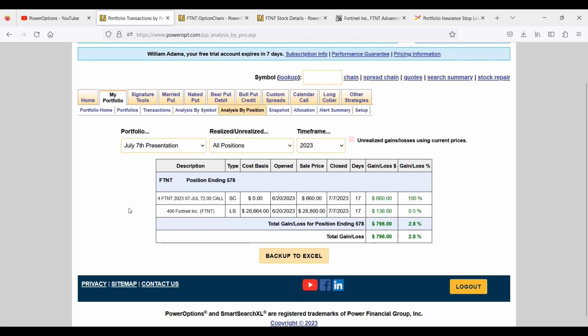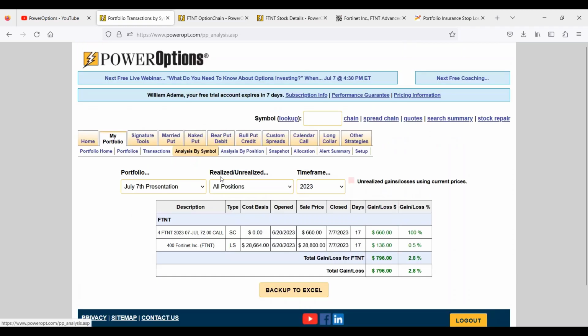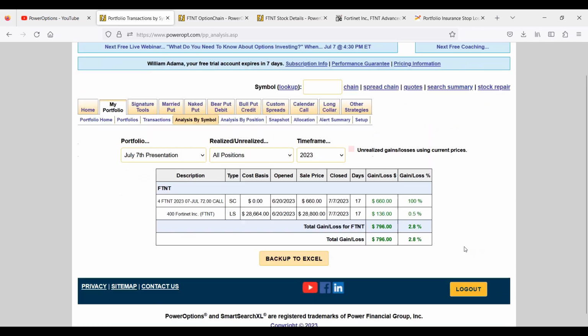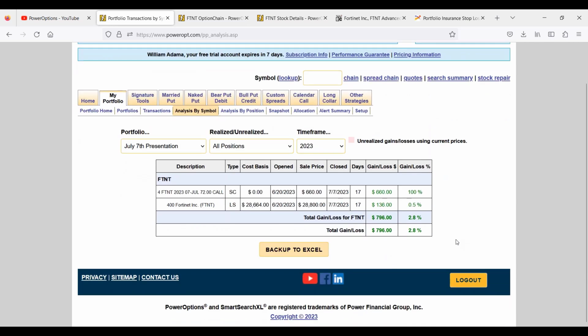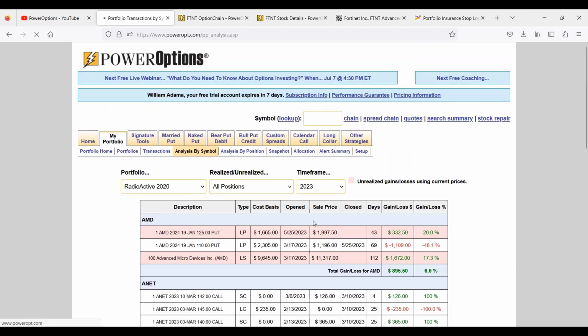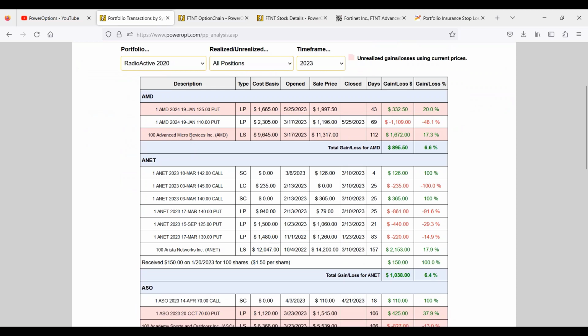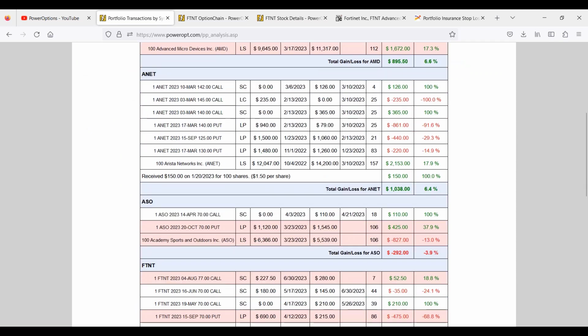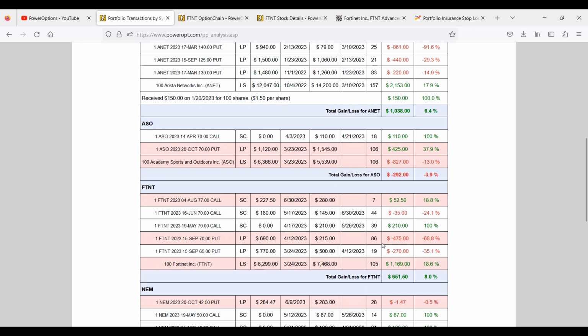What is the difference between the two views here? Well, originally we had this analysis by symbol. And this gives me exactly what I want for the Fortinet covered call. And if I had 10 or 15 other covered calls here that I closed, rolled, or adjusted, ones that were still open, I'd see all of the different values, as we saw in the radioactive trading portfolio: completely closed positions, open positions with closed legs. This is just for 2023. There's the Fortinet trade that I mentioned.